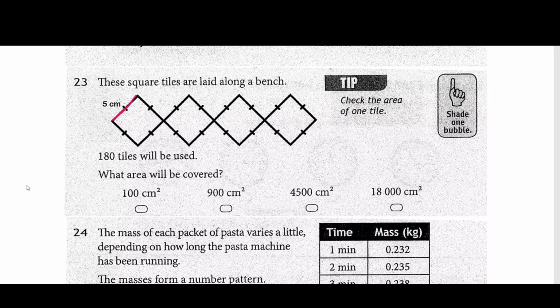So it's got one side 5 centimeters, this side 5 centimeters, that side 5 centimeters, that side 5 centimeters. How do we know they're all the same? Because of these dashes here. Those dashes mean they're the same length. So area of a square is going to be length times width. So the area of the square is going to be 5 times 5, which is 25.